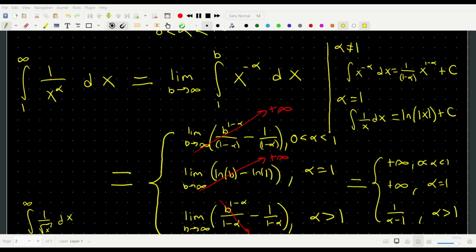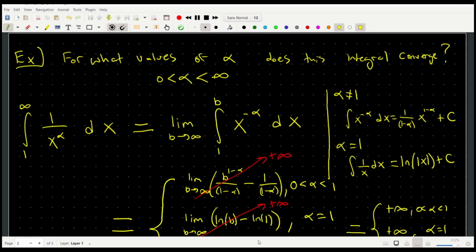So without further ado, let's get in and start actually writing down exactly what it is the direct comparison theorem says. We'll do an example of the direct comparison theorem, maybe 2 examples, and then we'll write down the limit comparison theorem and do an example or 2 of that.